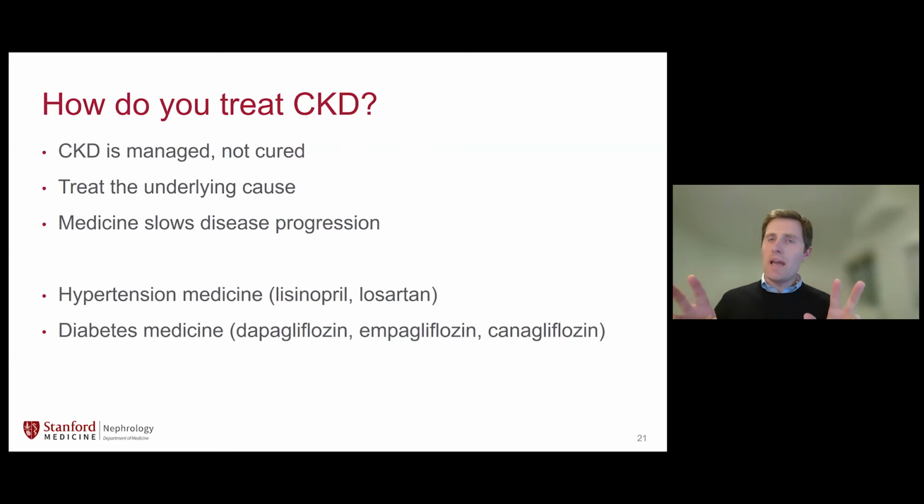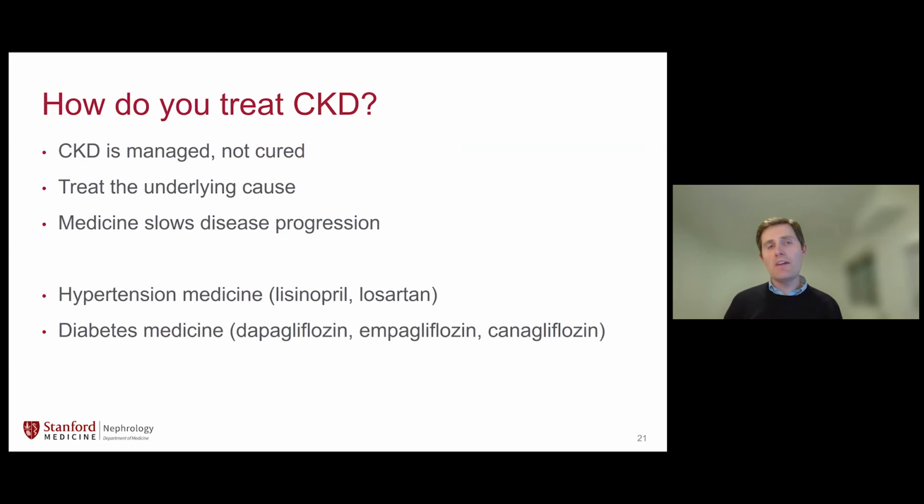Again, getting back to the kidney being kind of an innocent bystander, it's treating the underlying disease that might be making the kidney function worse, i.e., your diabetes is out of control, getting blood sugars under control. Your blood pressure is out of control, getting blood pressure under control. These are the primary strategies for managing chronic kidney disease. It's aggressive treatment of the underlying cause.